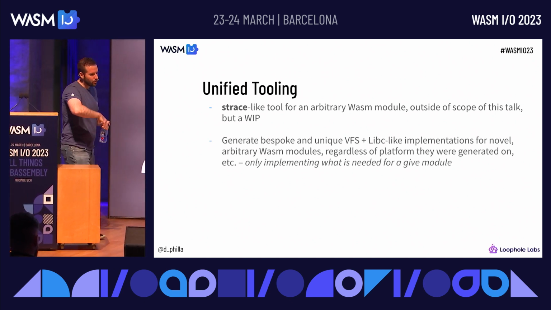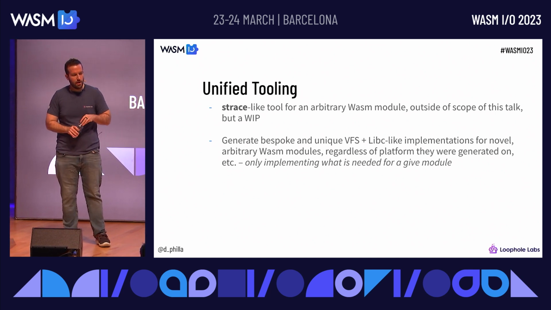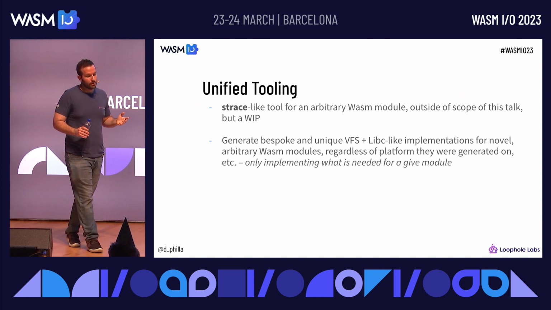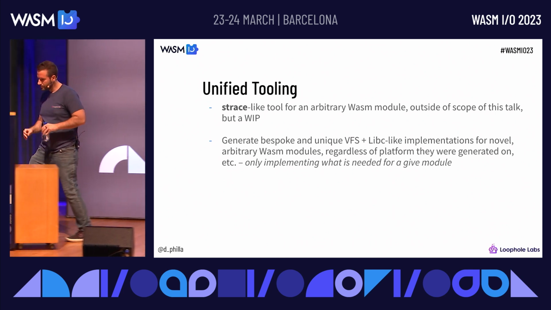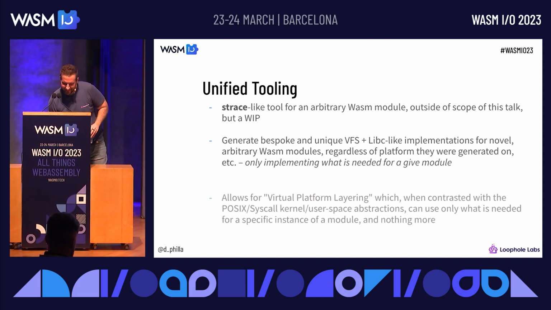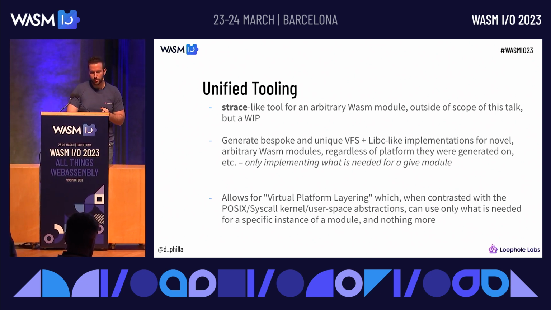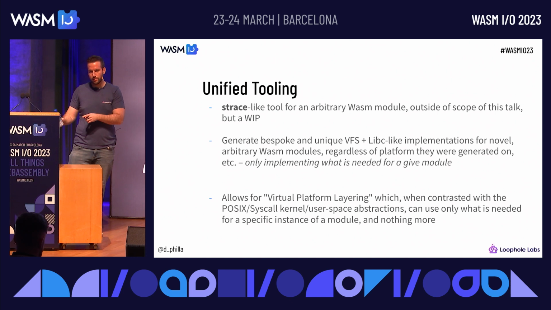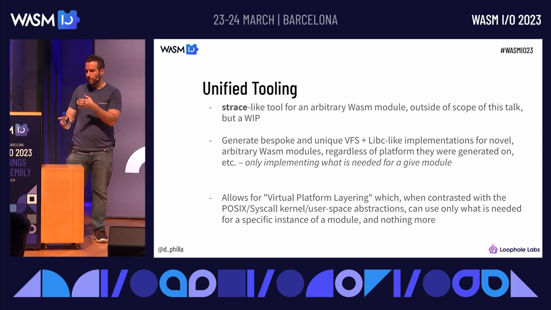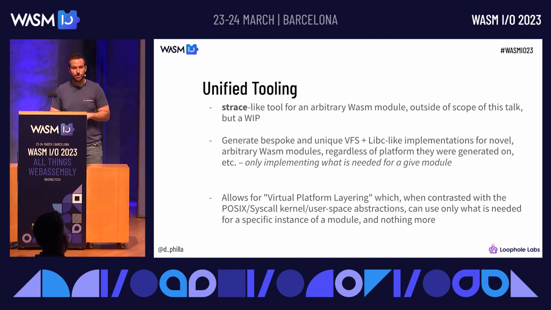So if we had this strace-like tool, maybe we could generate bespoke and unique VFSs and libc-like implementations for novel WASM modules, regardless of the platform that they were generated on, and only implement what is needed for a given module. This allows for virtual platform layering, which, when contrasted with the POSIX syscall and kernel user space abstraction, gives you only what you need and nothing more. This term, virtual platform layering, comes from a talk that Luke Wagner gave last year at WASM Day, and it's on YouTube. I highly recommend checking it out, especially if you're interested in the component model.